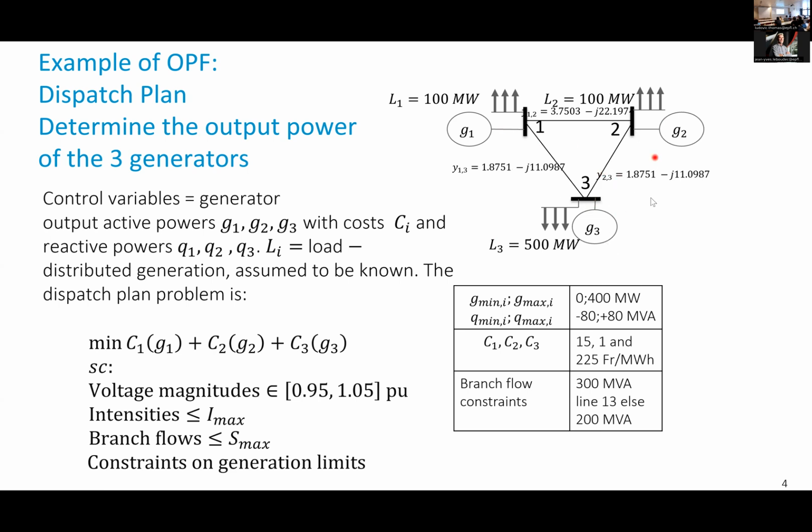So if I have no constraints on the grid, I would, of course, use maximally the cheapest generator. So I would generate 400 megawatt here, then 100 megawatt from this, and 0 from that. That's what I would do if I had no grid. But I have a grid. The grid, which is the essential problem we're discussing this week, has a number of side effects, 2 essentially.